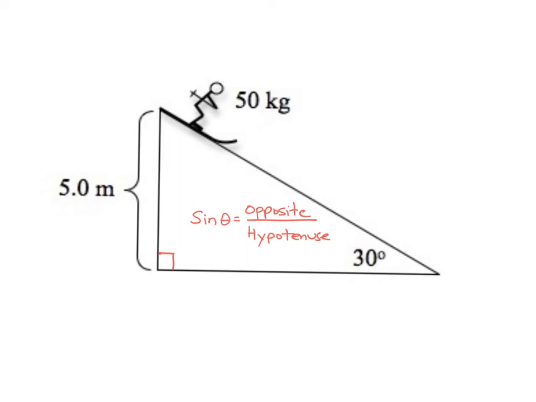And angle 30 is a very common angle used on the subject test, and that's because the sine of 30 is equal to 0.5, 1/2. This means that if the opposite side is 5 meters, then the hypotenuse has to be 10 meters in order for the sine of 30 to be 0.5. So now let's label the length of that ramp 10 meters.